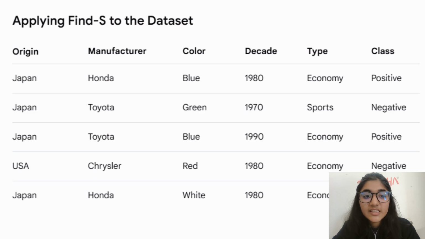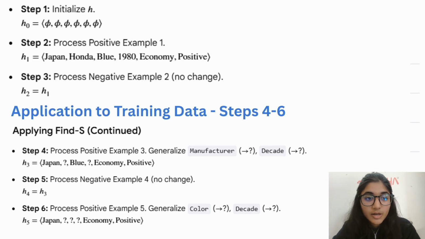Then we will apply Find-S to the data set given below. On applying, the first step is to initialize h, so h0 is five question marks... h0 equals the most specific hypothesis. Step 2 is to process the positive example 1. So example 1 is h1 equals Japan, Honda, Blue, 1980, economy, and positive. Then in step 3, process the negative example 2. Since it is negative, no changes will be made, so h2 equals h1.